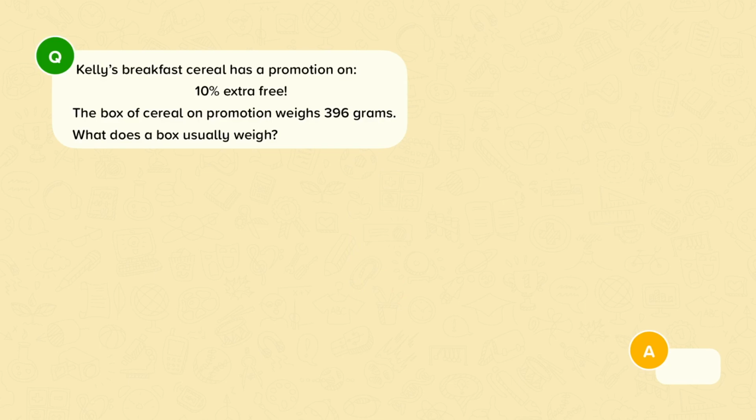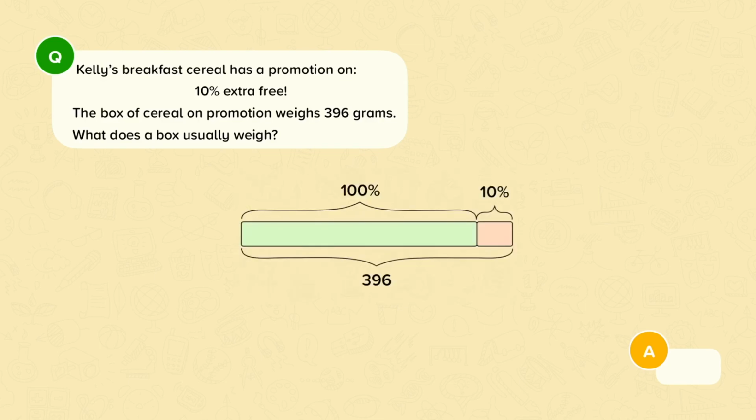Hopefully you drew a bar model like this. We know that the breakfast cereal has 10% extra free. So 110% is 396 grams. Using this, we can find 1%. Dividing both sides by 110, we see that 1% is 3.6.